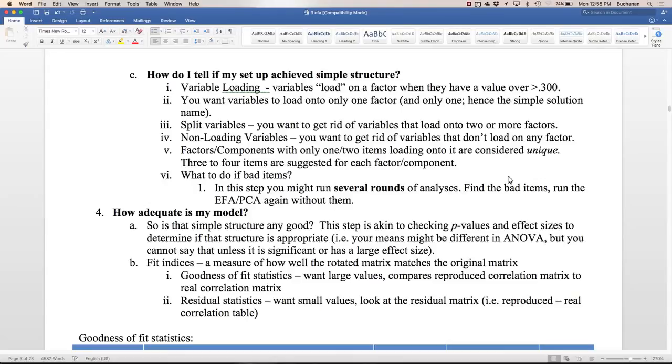So what do I do if I have bad items? This is an iterative process. So I'm going to pull up my loading table. I'm going to figure out which ones are bad, take them out, run it again. Figure out which ones are bad, take them out, run it again. So that's why I said type 1 error is not really a thing, because you're supposed to iterate. So think about it as like I'm getting rid of these bad questions as I go.